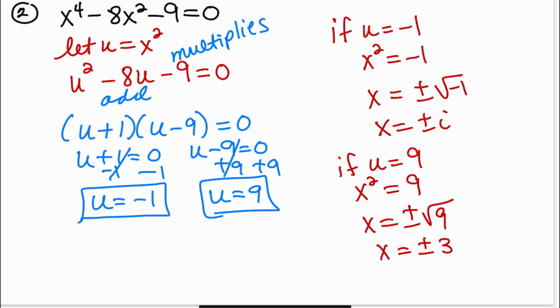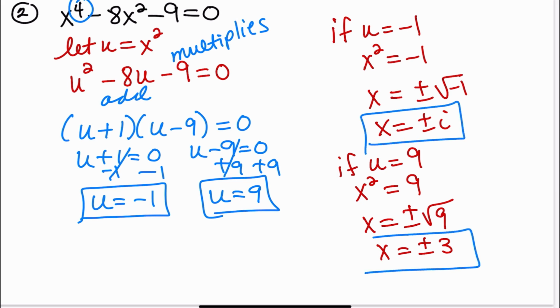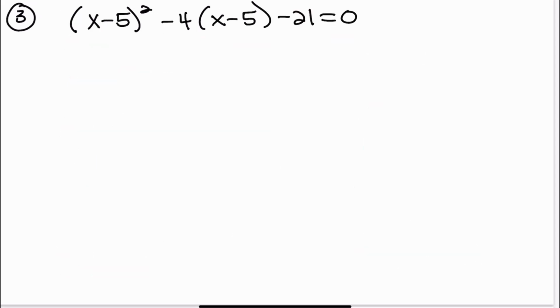So again, this is a 4th degree polynomial. I was expecting to have 4 solutions, and here they are. The solutions are positive 3, negative 3, positive i, and negative i. There are 4 solutions to this problem, just like in the previous one. This concept of solving equations quadratic in form can be applied to situations like the one in question number 3.